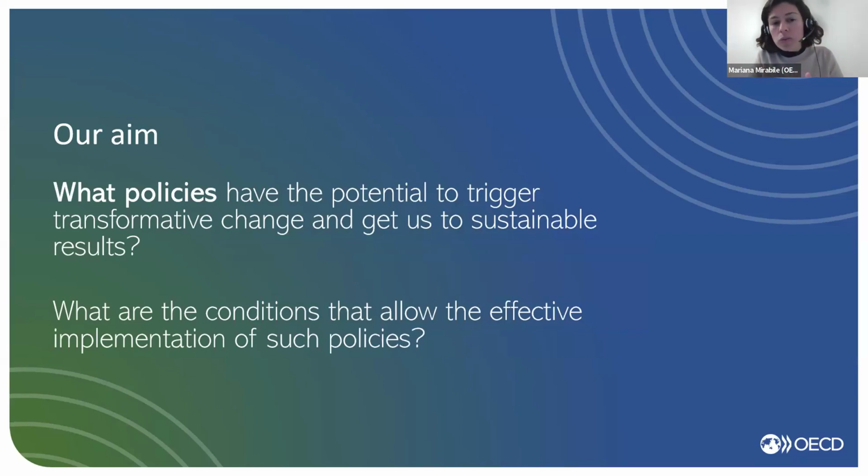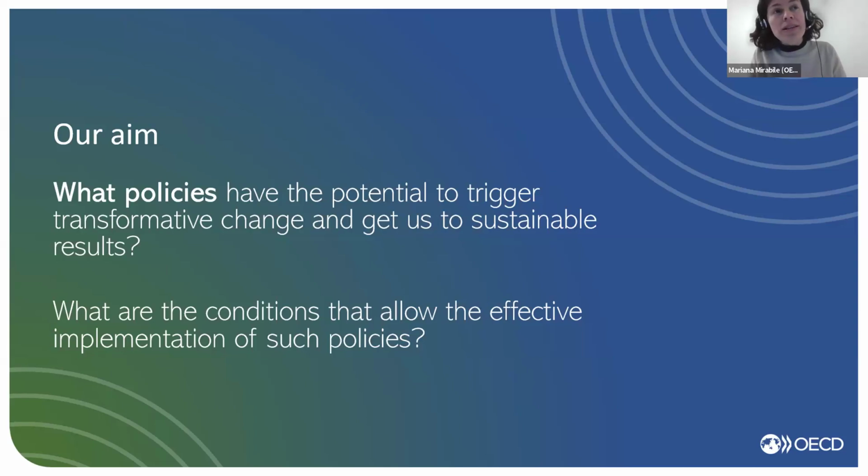And that's the question we are trying to shed some light on: what are the policies with the potential to trigger transformative change and get us to sustainable results? Diliana was talking about leverage points. In a sense, the idea is to identify what are high leverage points in specific systems. We have so far mainly focused on the passenger mobility system, so transport of people, and we have tried to identify where policies could intervene to really trigger modal shift towards sustainable modes. And we also look at what are the conditions that allow the effective implementation of such policies.